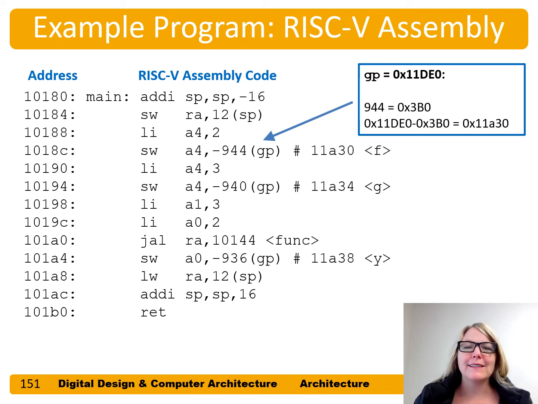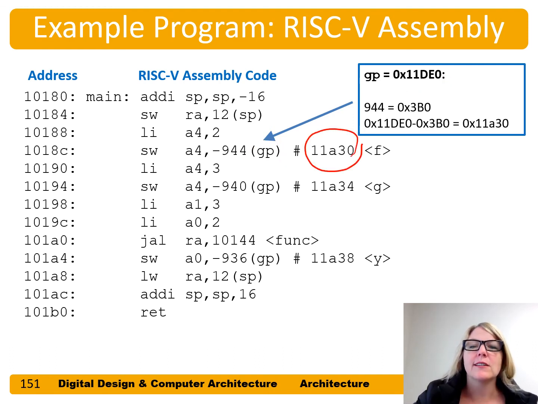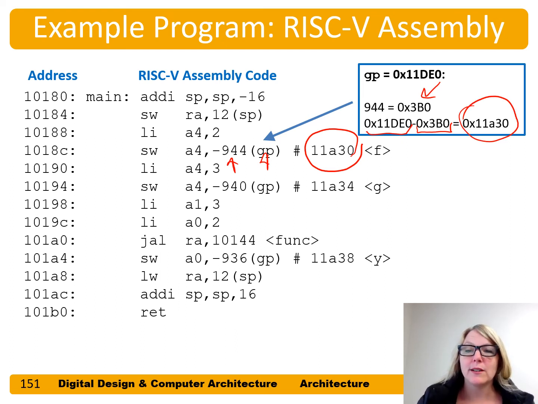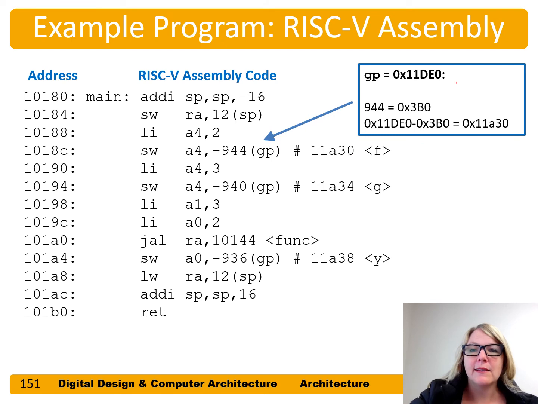So one thing to notice is the global pointer, one of the registers in the register file. It has to be 11DE0 because f is allocated this memory location, hex 11A30. So GP minus 944, well, 944 is hex 3B0. So 11DE0 minus hex 3B0 gives us the memory address that we want. So the global pointer, in this case, is pointing at hex 11DE0.